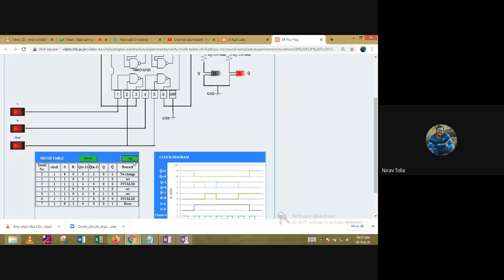S0 and R1, if we are giving them as the input, then it is known as the reset.